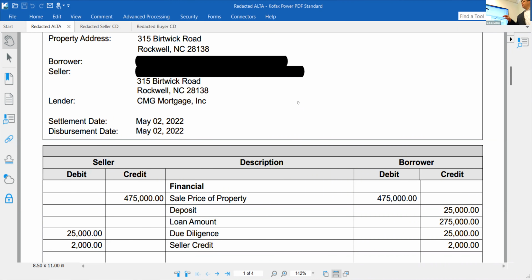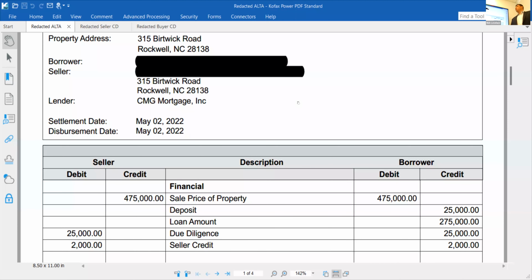You've also got your lender listed there as well. And then you've got your settlement date and your disbursement date listed. Now, typically speaking, settlement is the date on which the signing actually happens. Typically speaking, your settlement date and your disbursement date are going to be the same thing. That's not always the case, especially when you're doing a mail away transaction. Your settlement date could be May 2nd, but your disbursement date would be May 3rd.